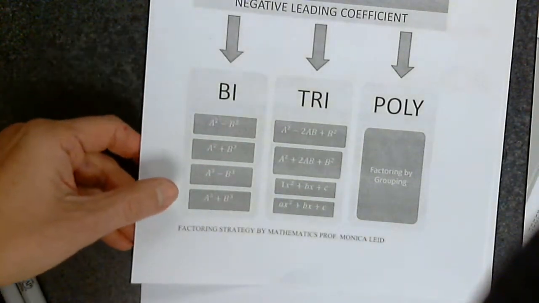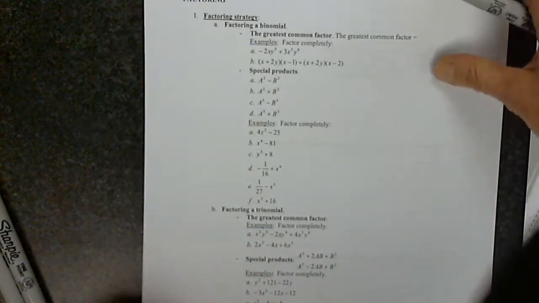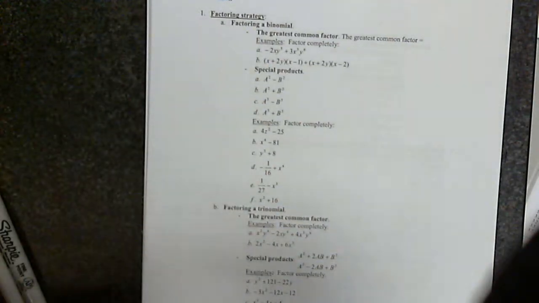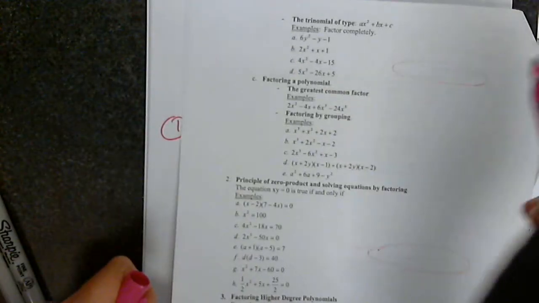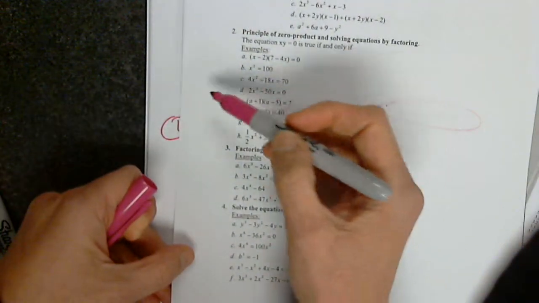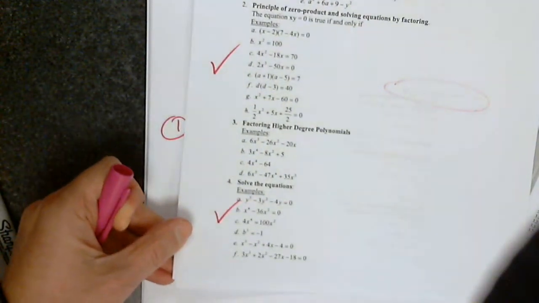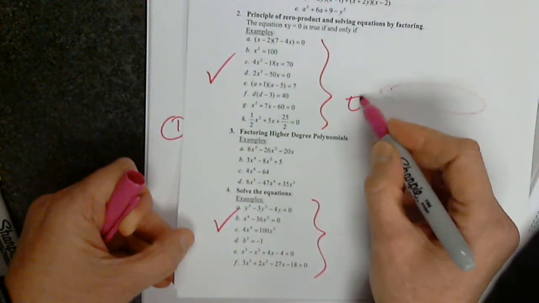Okay, so this is the handout that I'm talking about. It has absolutely everything in there. How to factor a binomial, how to factor a trinomial, and how to factor a polynomial. And all these, this and this, are solving equations. So all these are equations solved by factoring.